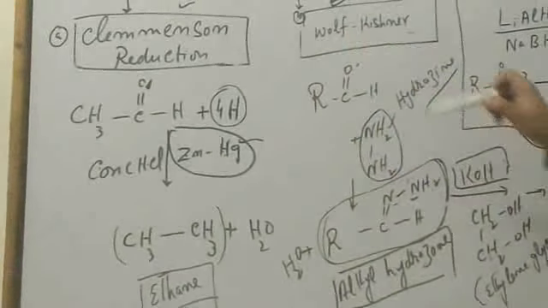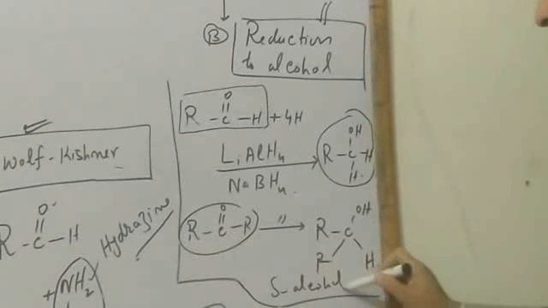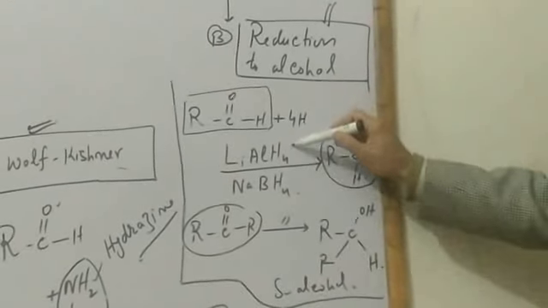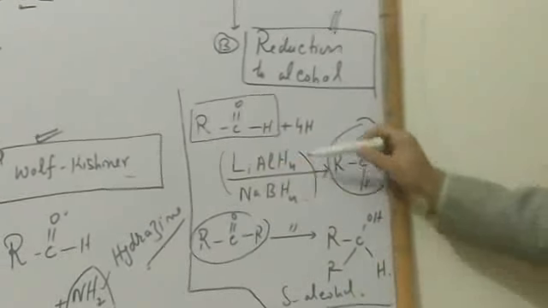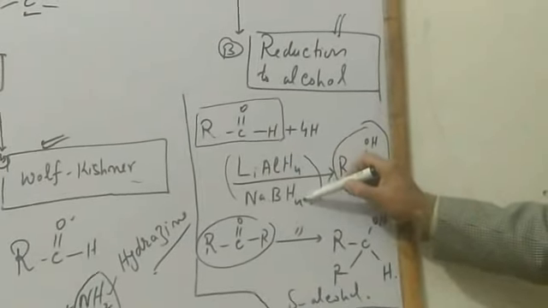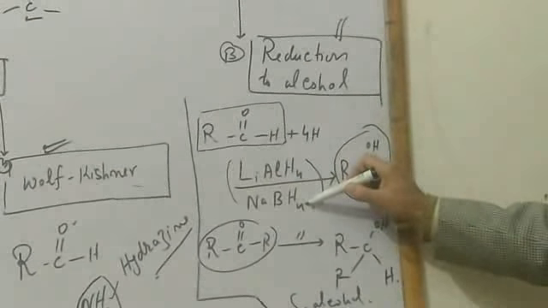The second reduction is reduction to alcohol. In this reduction, aldehyde can be converted into primary alcohol, while ketone can be converted into secondary alcohol using what? Lithium aluminium hydride or sodium borohydride is the reducing agent.